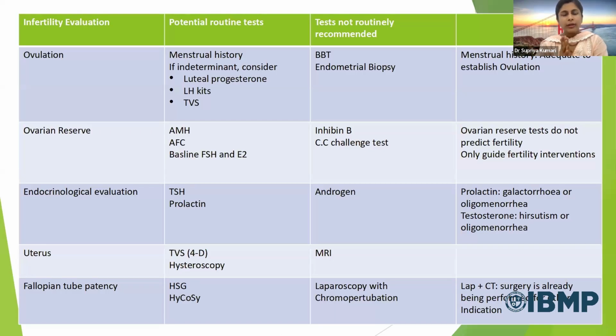So these are some routine tests which I have mentioned here for ovulation. These are the tests which can be used. We have to go for a menstrual history. If it is indeterminate or the patient is not able to give the history, then we go for luteal progesterone, LH kits, and TVS. Then ovarian reserve tests need to be done, like AMH, AFC, and baseline FSH and estradiol. For endocrine, it is TSH and prolactin. For the uterus, the endometrial cavity, we have to do either 3D or 4D ultrasonography, and we can also consider going for a hysteroscopy. And for fallopian tube patency, we can do either HSG or HyCoSy, right?